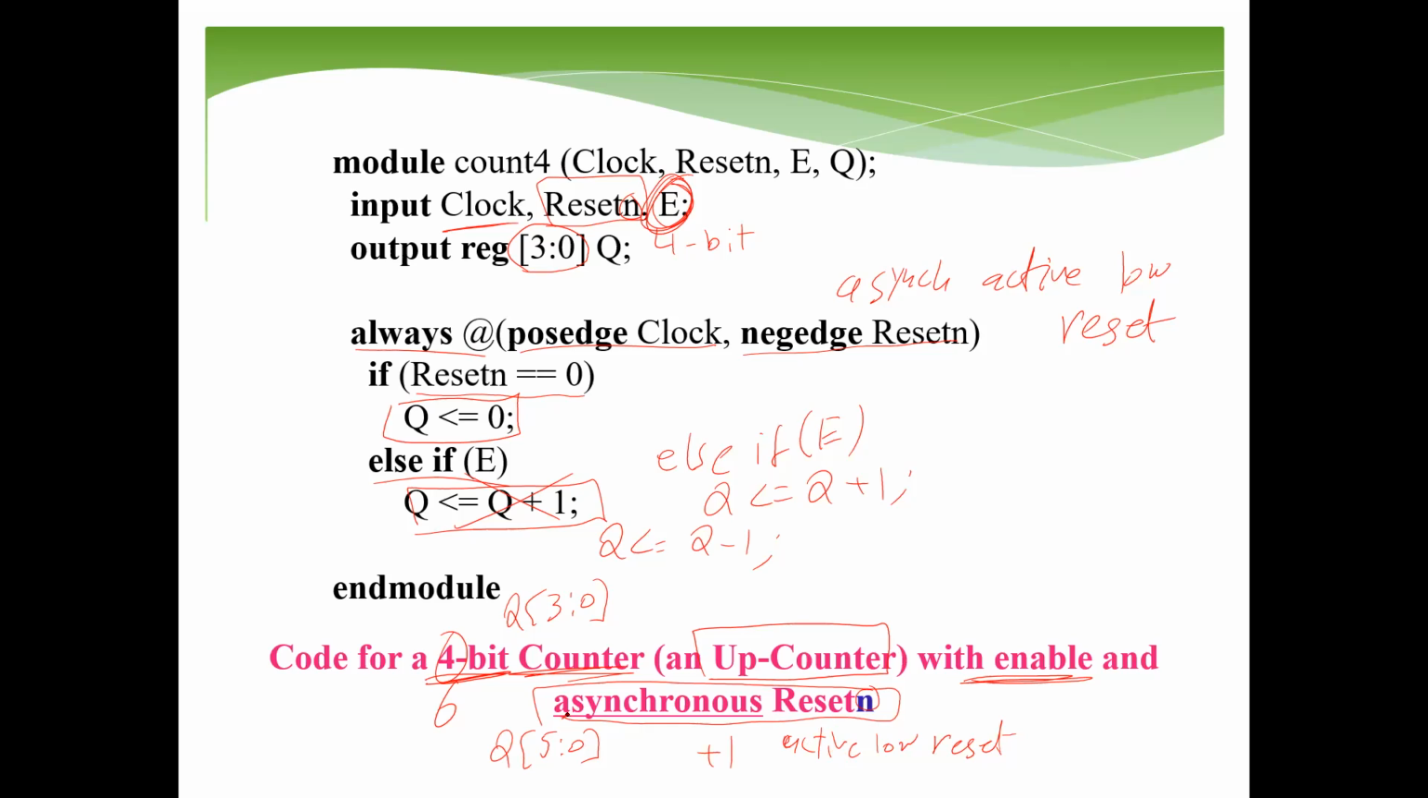I can make this synchronous. I may ask you for a synchronous reset n. So what you do, you come to this code, take off this part to make it synchronous, and then this is synchronous active low. I may ask you for synchronous active high. Active high meaning I will come here and I'll change this to 1.